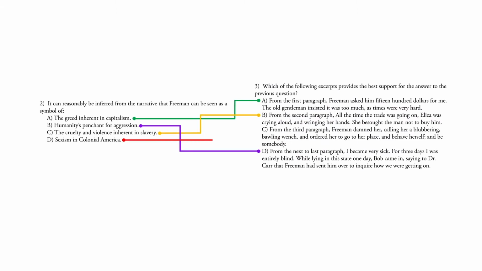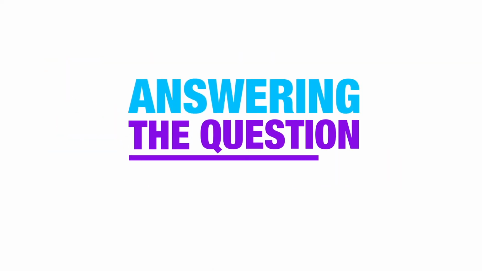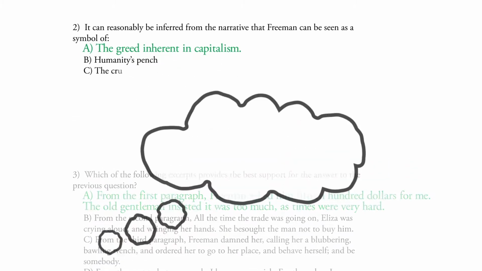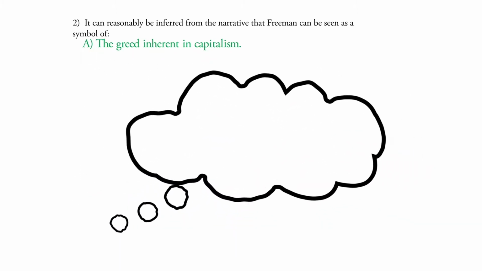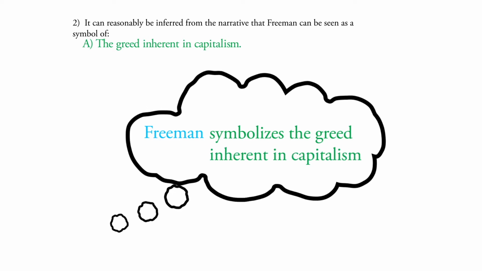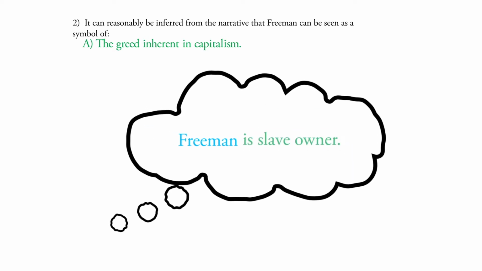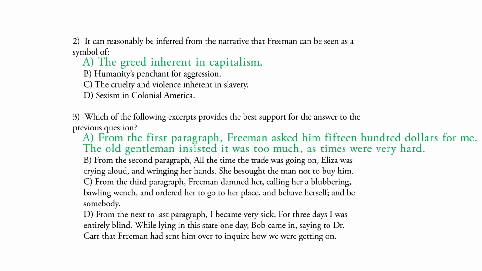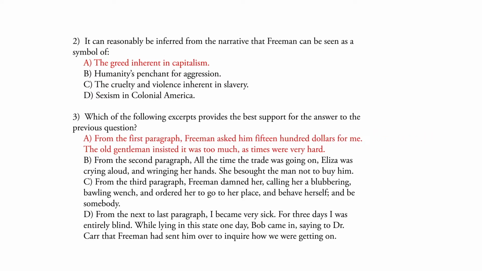So these answers sort of go together, but you can't just match choices of answers from number 2 and answers from number 3. You have to decide if you're actually answering the question. So just because these choices go together, do you really think that the answer to the question is that Freeman symbolizes the greed inherent in capitalism? No. Freeman is bad because he's a slave owner, not just because he's making money. So this means choice A is out for both number 2 and number 3.